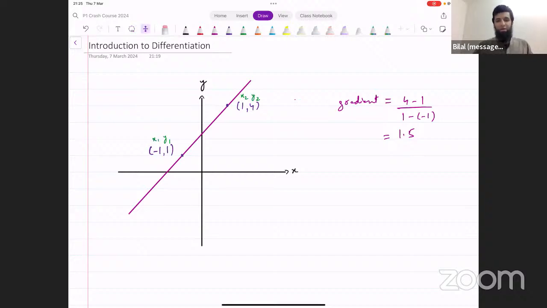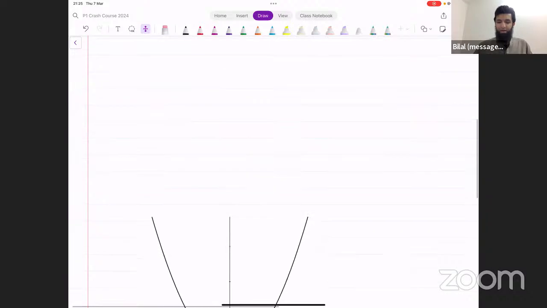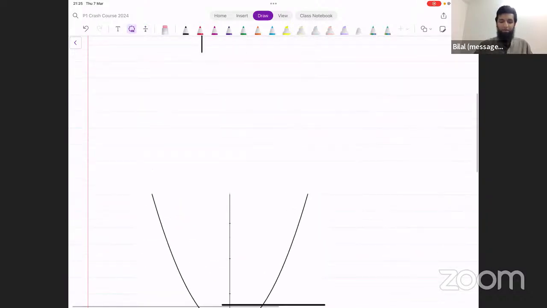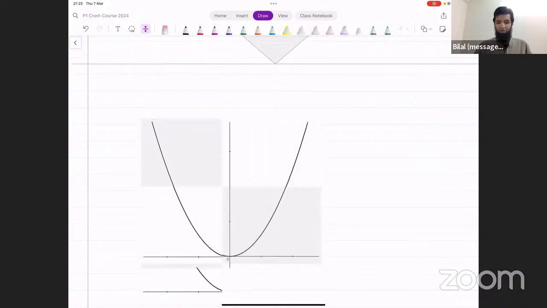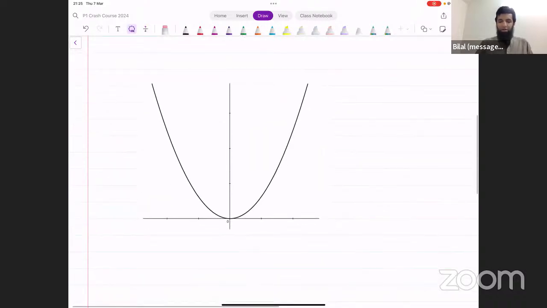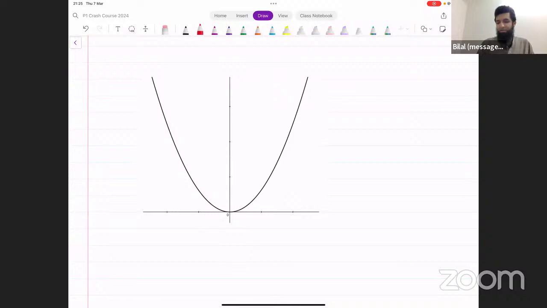Now, instead of that, what if I had a curve like this? So this is the curve that I've drawn on Desmos. And this curve has this equation. It's y equals x squared. That's the function, y equals x squared. Okay, that's what this graph represents. It's a graph of y equals x squared. It's a quadratic function, U-shaped graph, passes through 0 like this. And it's a curve, okay?